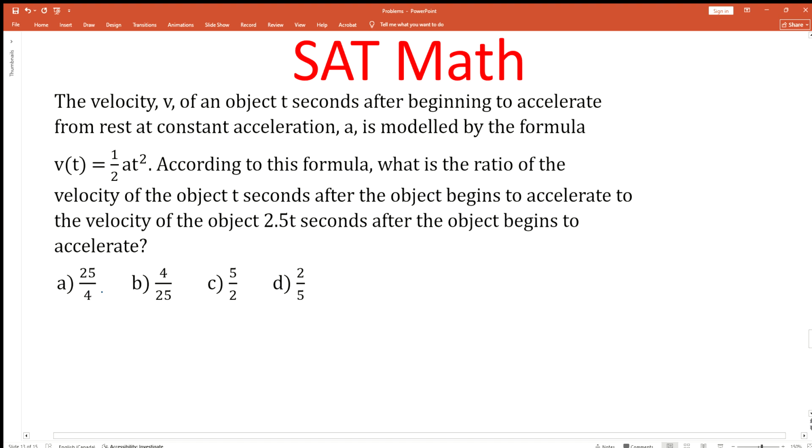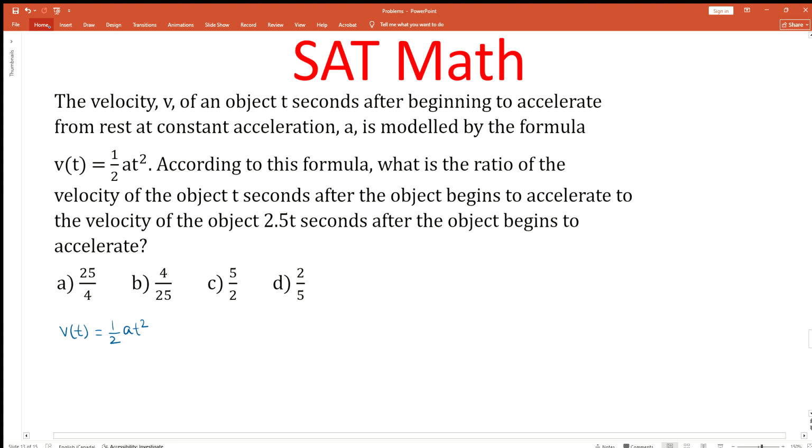We are given four answer choices. We have to choose the correct answer choice. Let's analyze the given information. We are given a formula for velocity of an object after t seconds. This formula uses function notation. V of t equals half times a times t squared. In this formula, the variable t is the input variable or the independent variable, and variable v is the dependent variable.